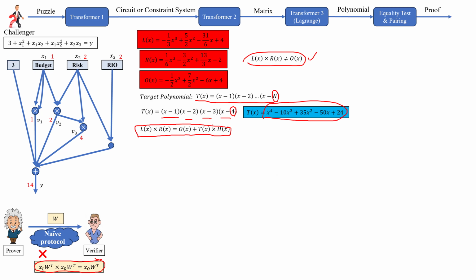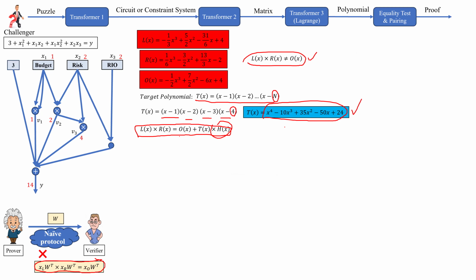And what is h of x? The t of x is a public polynomial, because it is just the multiplication of x minus 1, x minus 2, and so on, until the number of gates. Everyone can compute this polynomial, right? So t of x is a public polynomial: if somebody knows the number of gates, which is public knowledge, then anyone can compute t of x. But L of x, R of x, and O of x are not public knowledge.